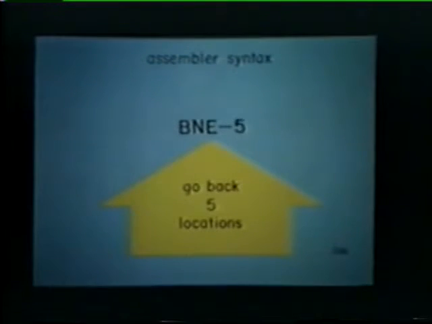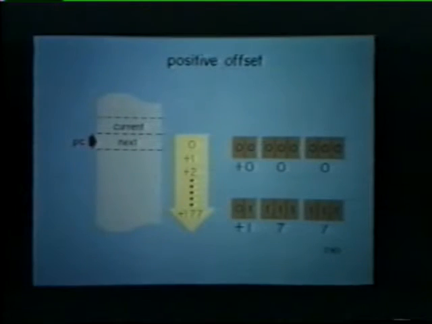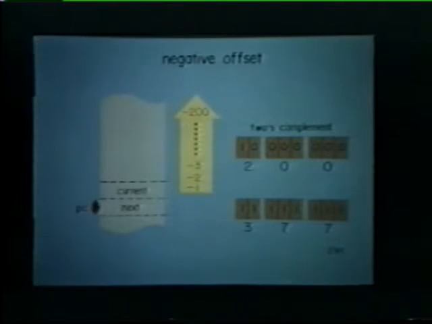If you want to go back 5 locations, for example, then simply type in a -5 after the branch mnemonic. Thus, BNE -5 is the assembler syntax for branching back 5 locations if the result is not equal to 0. In summary, a positive offset indicates the distance forward from the program counter. This distance can be anywhere from 0 all the way up to 177 octal words. On the other hand, a negative offset represents the distance backwards from the program counter. This distance may be anywhere within the range of 1 to 200 octal words.